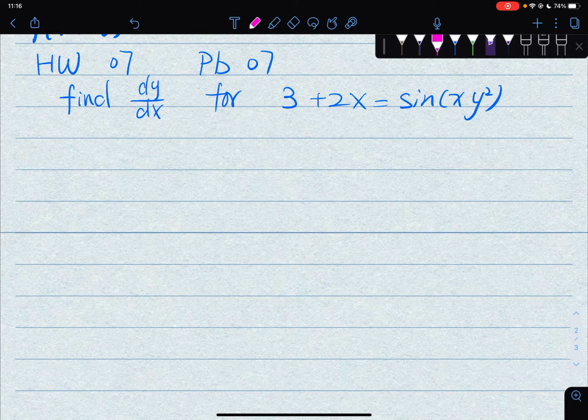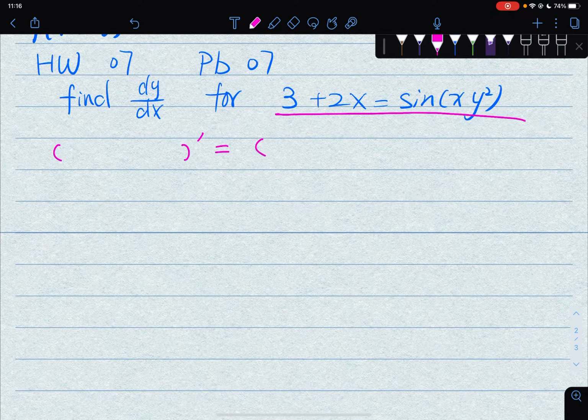So we are going to work on the following problem, which, as you can tell, has x and y terms mixed together. So when you find the derivative, it's going to be implicit differentiation. You take the derivative on both sides simultaneously. The derivative of 3 is 0, and the derivative of 2x is 2.